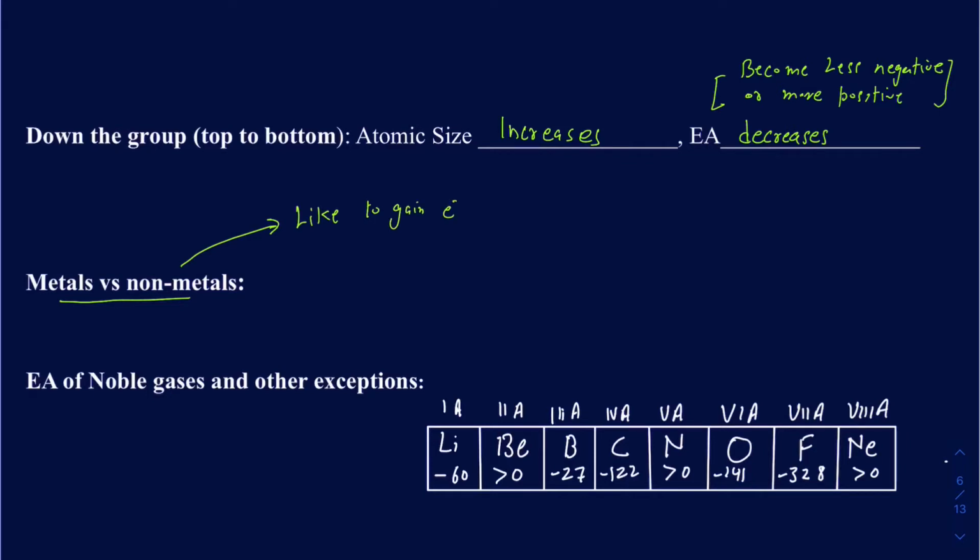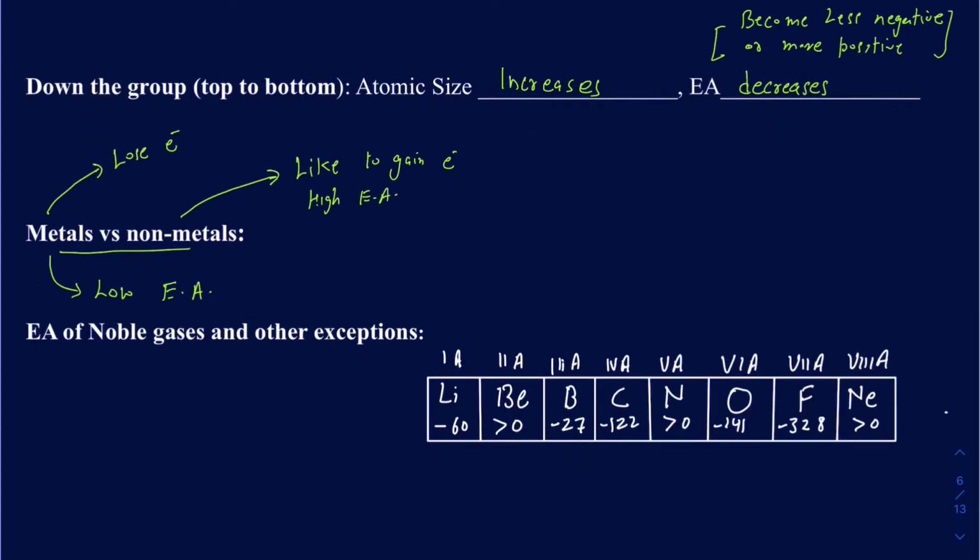Okay, and metals, we know they like to lose electrons. Since nonmetals like to gain electrons, they usually have high electron affinity. And metals, on the other hand, will have low electron affinity. That trend is usually safe enough to assume all the time: when you're comparing a metal and a nonmetal, the nonmetal would have a higher electron affinity than the metal. Obviously, except the noble gases.